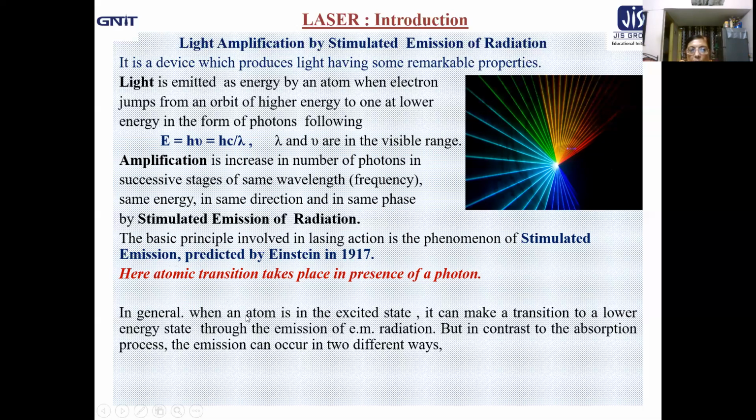In general, when an atom is in the excited state, it can make a transition to a lower energy state through the emission of electromagnetic radiation. I already mentioned that when an atom jumps down to a lower energy state, it can make a transition through the emission of electromagnetic radiation.